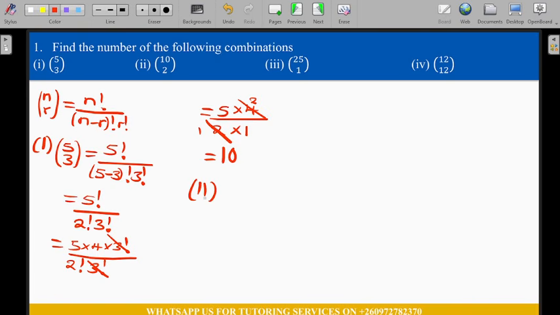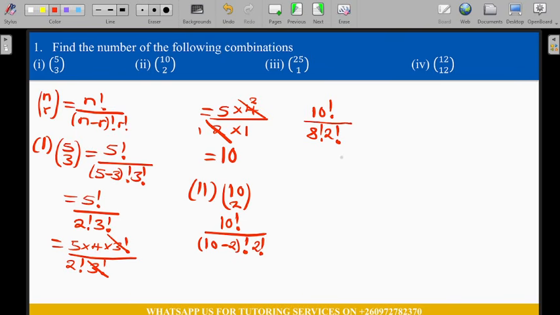Now for part 2, we have 10 combine 2. Like I said, we use the same formula. So n will be 10 factorial over 10 minus 2 factorial, then 2 factorial. Let's see what it will give us. On our numerator we still have 10 factorial. For the denominator we subtract: 10 minus 2, we get 8 factorial, then 2 factorial.